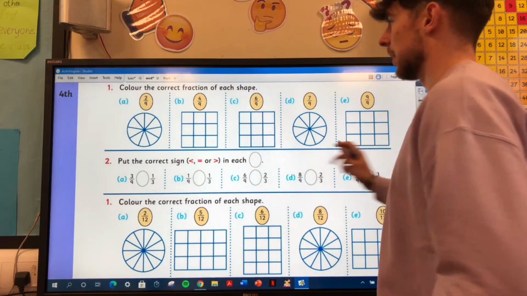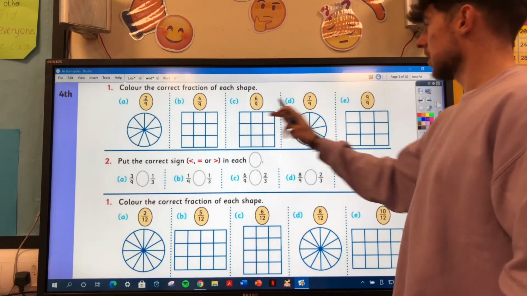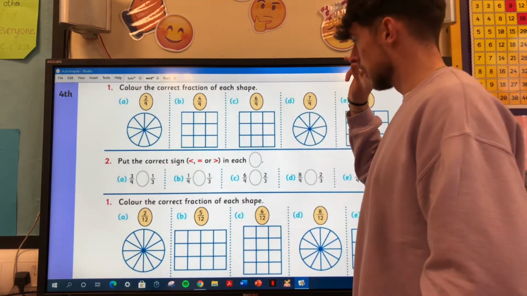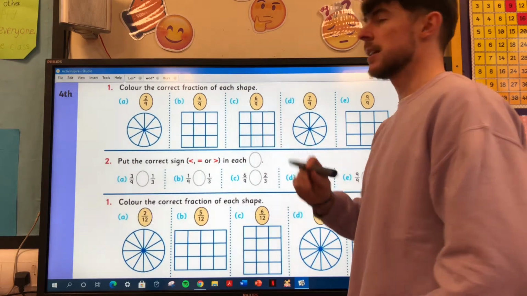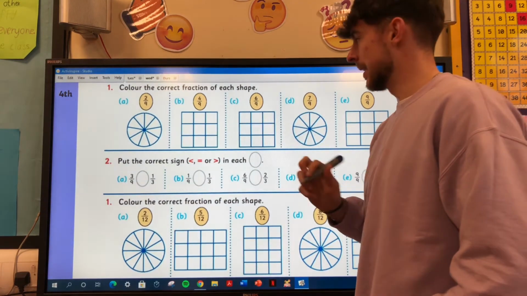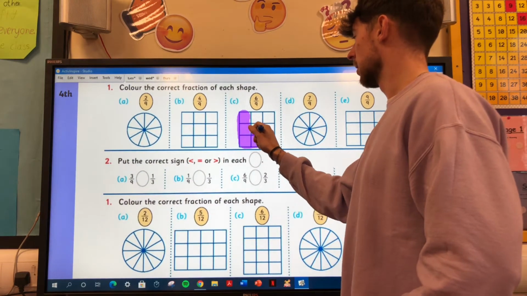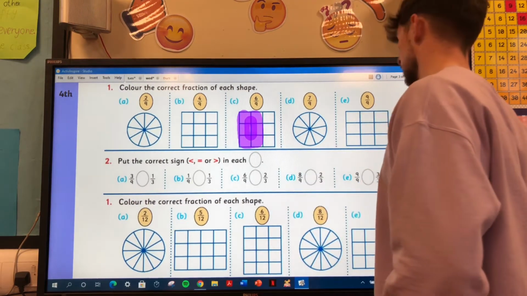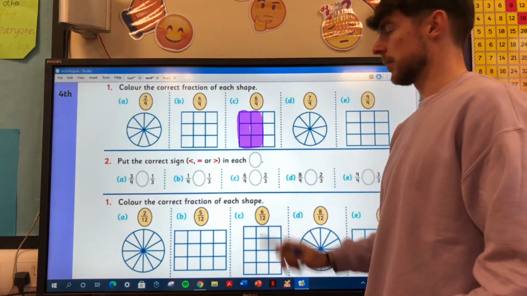say for example, we'll go for the middle one. So 6/9. We have 1, 2, 3, 4, 5, 6, 7, 8, 9 boxes. How many are we going to colour in? 6. Right? So I'm going to just colour this way. Okay, so 6 boxes we're going to colour in. So we have 6 coloured in out of 9.